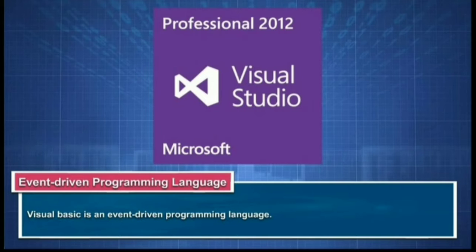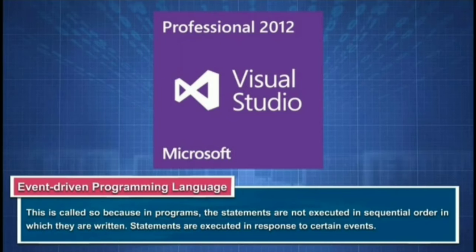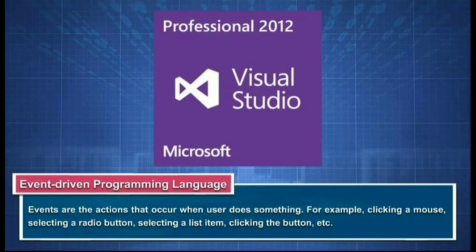Visual Basic is an event-driven programming language. This is called so because in programs, the statements are not executed in the sequential order in which they are written. Statements are executed in response to certain events. Events are actions that occur when the user does something, for example, clicking a mouse button, selecting a radio button, selecting a list item, clicking a button, etc.